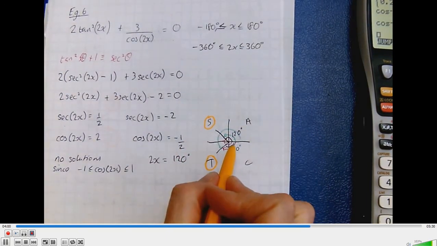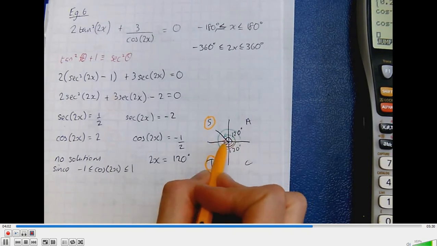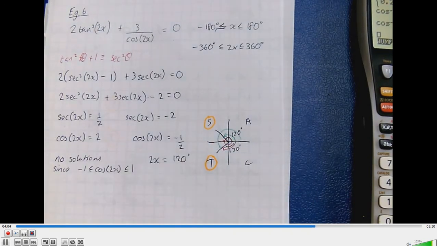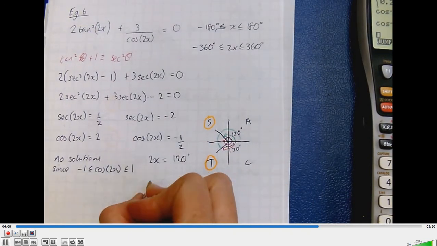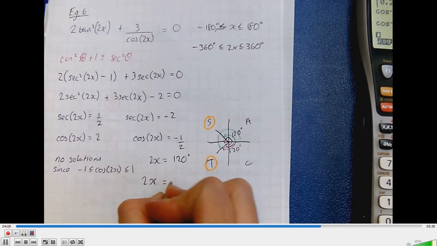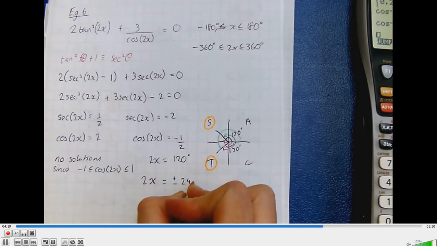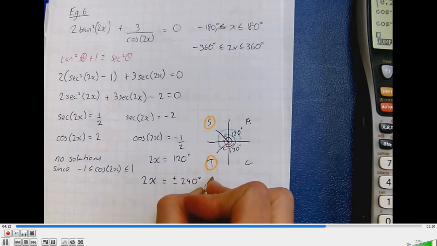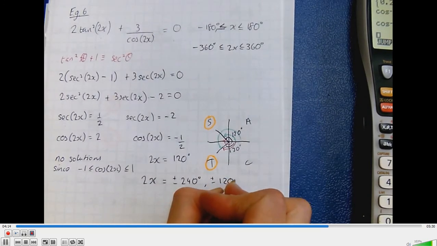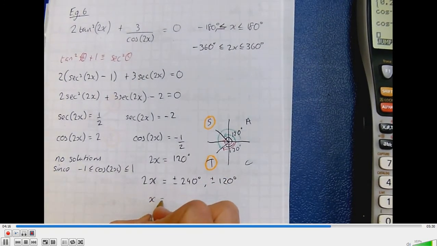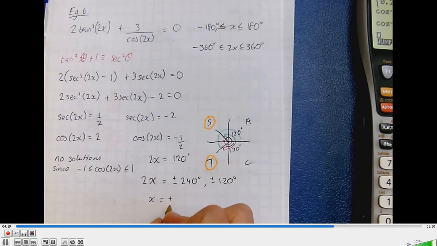Okay, so to get this one, I know that 360 take away 120 is going to be 240. So we have 2x is positive or negative 240 and positive or negative 120. And finally we can halve everything.